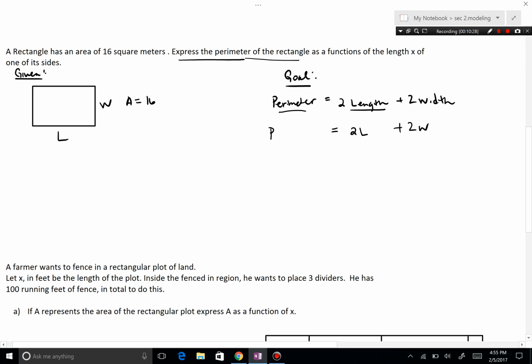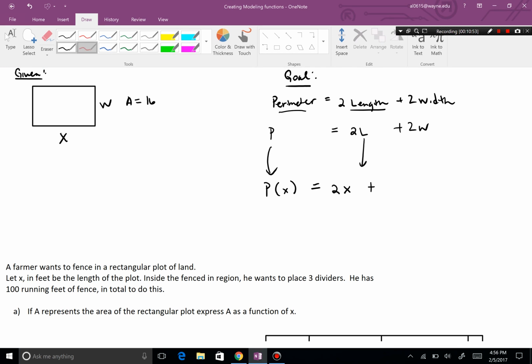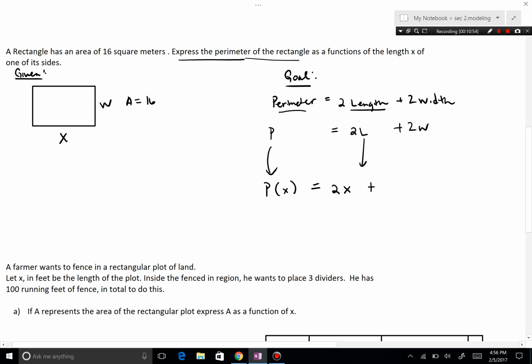Here's my point. This is bad news. We don't want this. We want the perimeter to be expressed in terms of x, okay? As a function of the length x. So length isn't even L, it's x. They labeled it appropriately, right, of one of its sides. So that means that this L really is an x. Now life is good because L to x is good. That's a good transformation. L turns into an x based on how we label things, but this width is still the width.